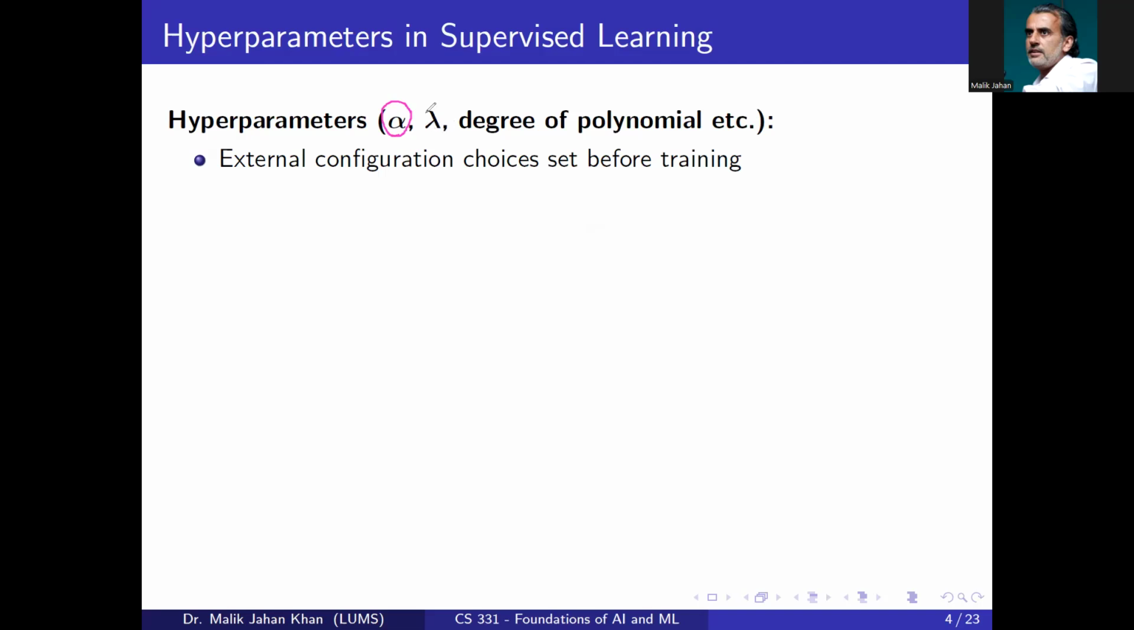Similarly, another hyperparameter could be the regularization coefficient. So what should be the strength of the regularization term lambda? We have to decide this before the training process, right? We can't learn the ideal value of lambda during the training process. So this is another example of hyperparameters.